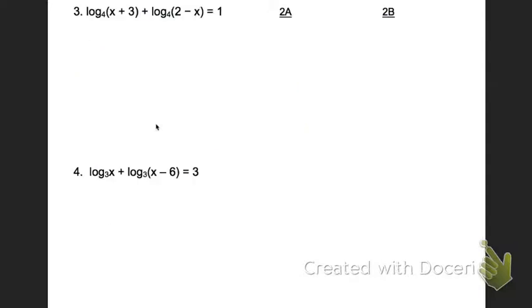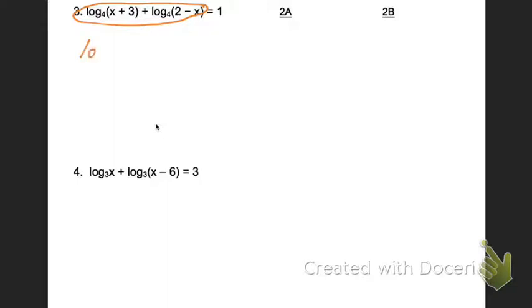Number 3. Would this be where I have a log on both sides or a log on one side? Log on one side. So what do I need to do to the left? I need to combine it into one single log. They're separated by a plus sign, so what do I do with the stuff in the parentheses?